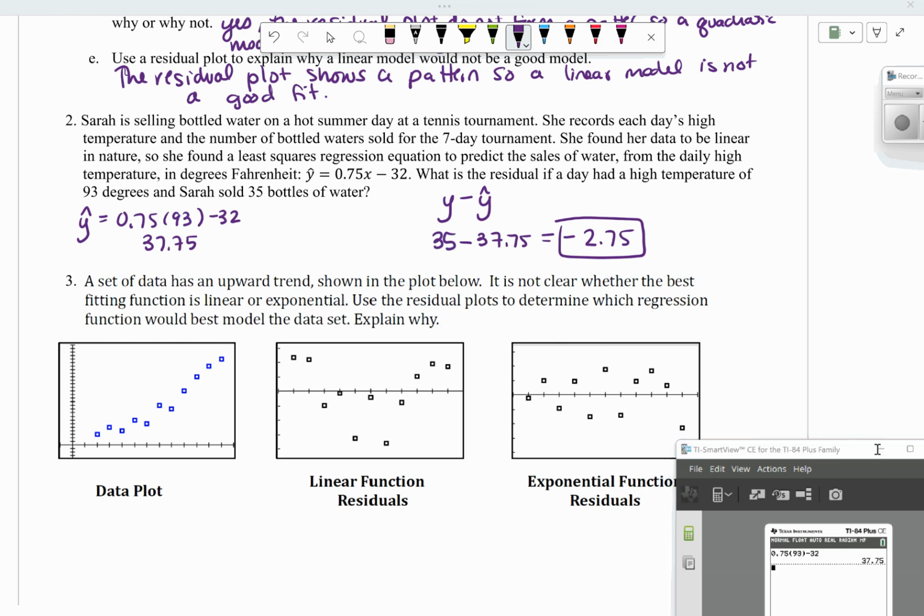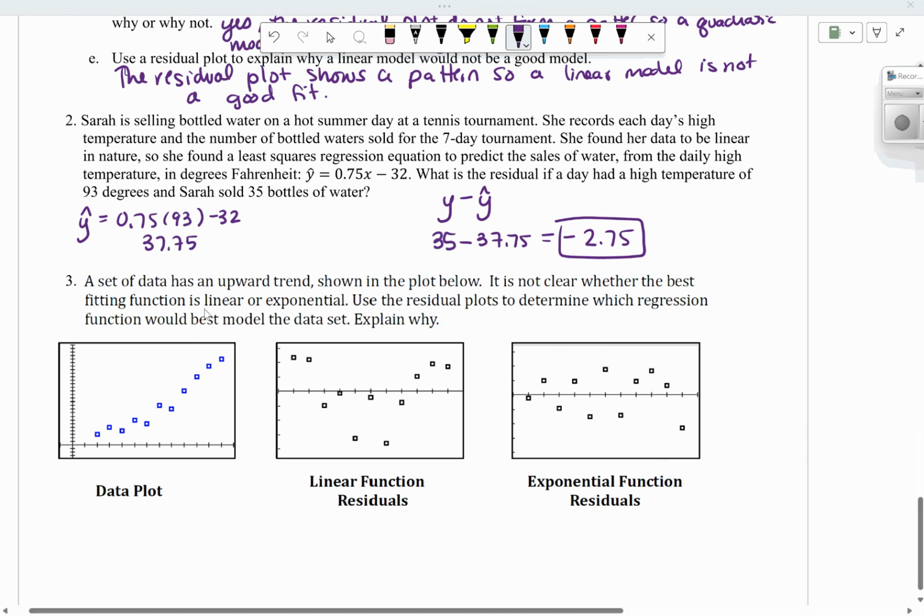All right, and then the last problem says a set of data has an upward trend, as seen right here. This is the data shown in the plot below. It is not clear whether the best fitting function is linear or exponential. Use the residual plot to determine which regression function would best model the data set and explain why. So you can see here, if we look at the linear function residuals, it looks like they kind of make a pattern. It's high on both sides and kind of low in the middle. So I would say that forms a pattern.